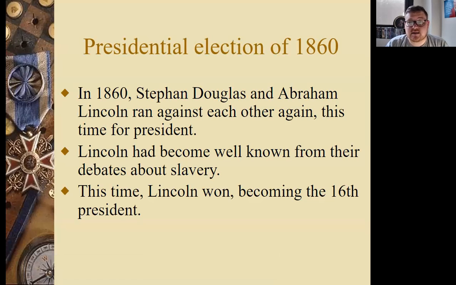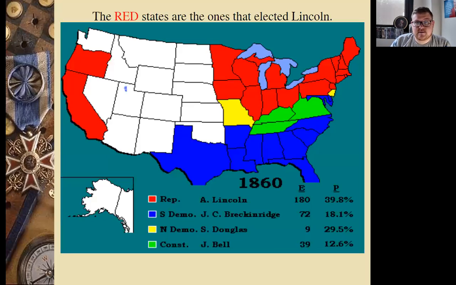So in 1860, Stephen Douglas and Abraham Lincoln ran against each other again, this time for the presidency. Lincoln had become well known from their debates about slavery, and this time Lincoln won, becoming the 16th president of the United States.